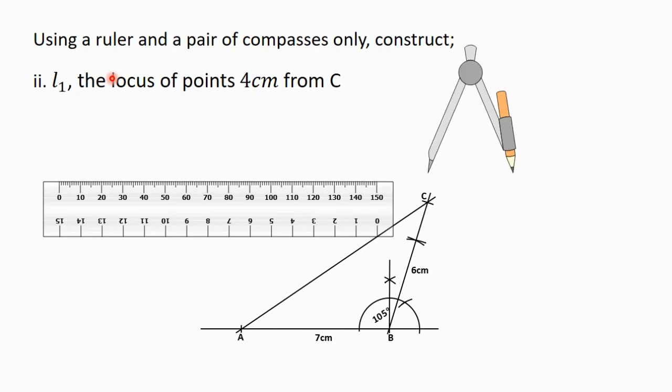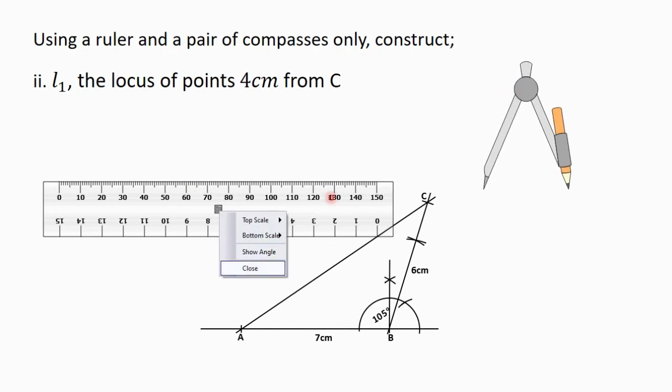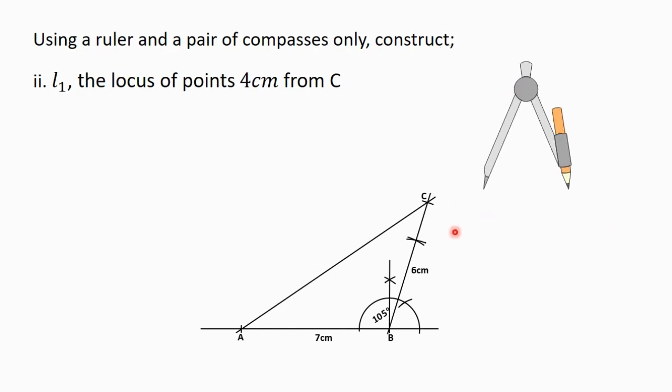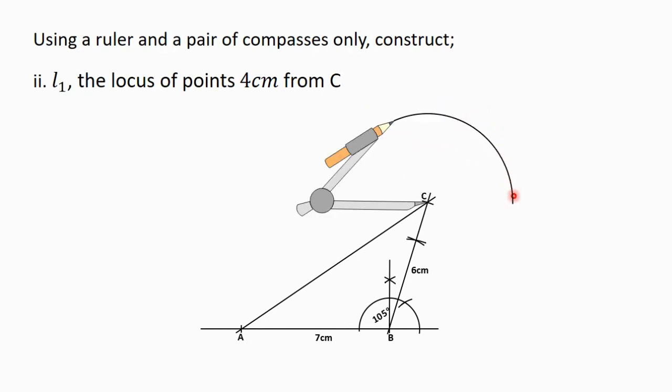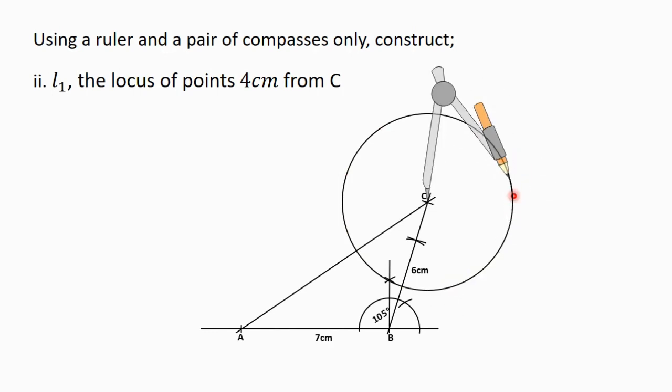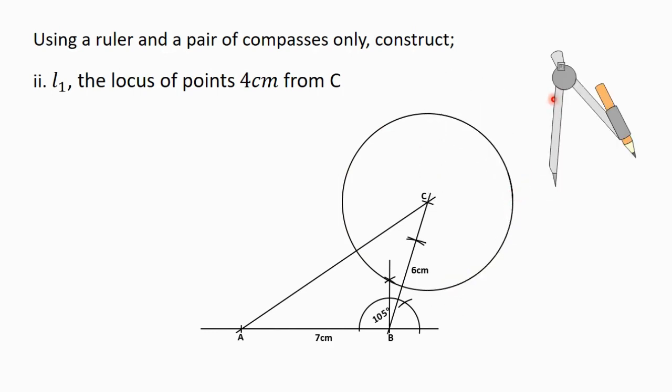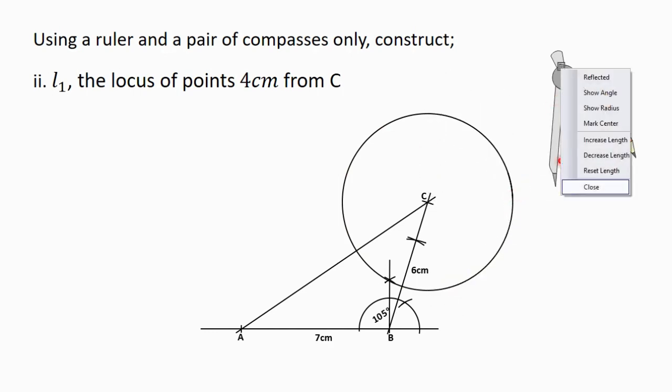Now, I've measured 4 centimeters. I'm going to take the ruler off so that we can continue. We have now measured 4 centimeters using the compass. We are going to draw a circle with point C as the center. So you put the needle of the compass on point C, just as I've done here. Then you turn the compass and you draw a circle. We are now done with the compass, so I'm going to take it off.